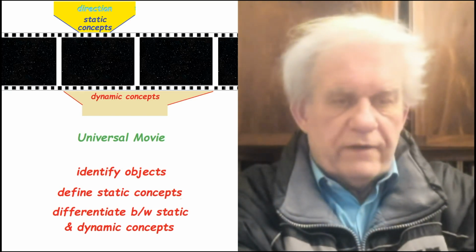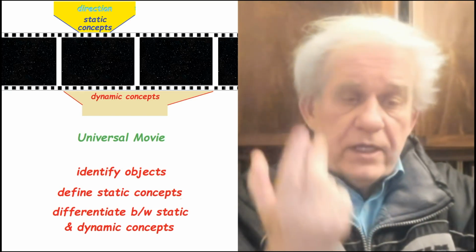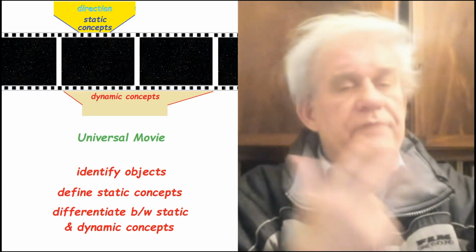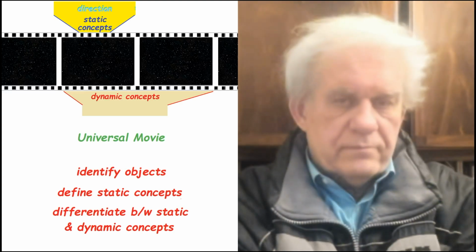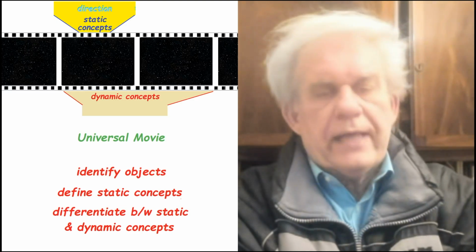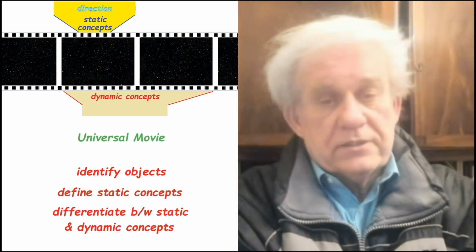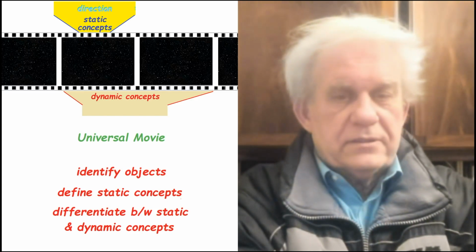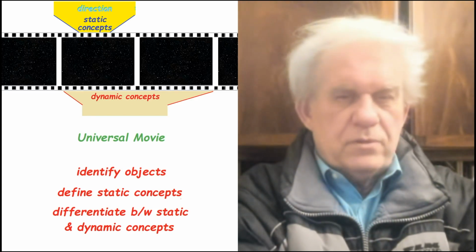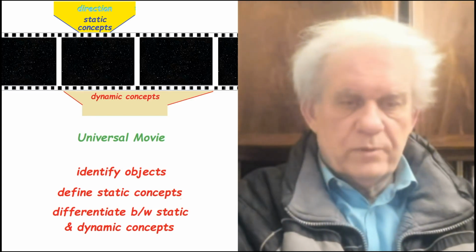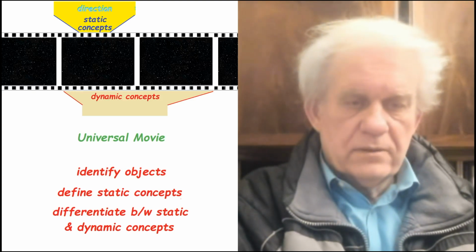It's a tool we use to identify objects, to define static concepts, and to differentiate them, static from dynamic concepts. And among the static concepts, we have direction. Direction is a static concept. Some people believe direction is a dynamic concept, something that's moving. So that's where we started. Let's just go with this.